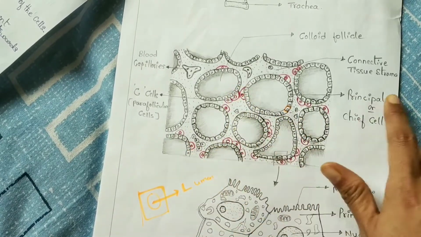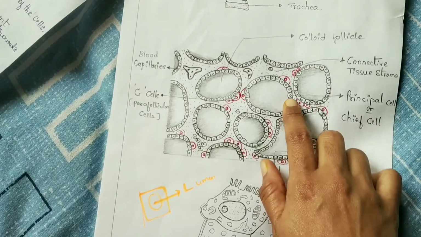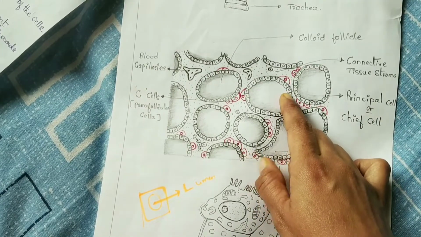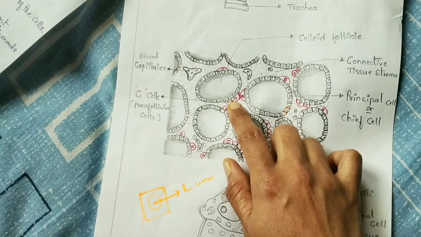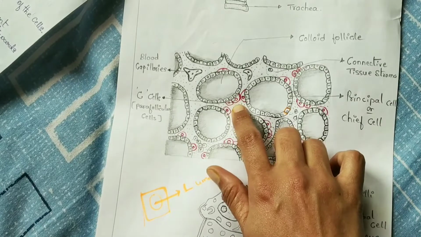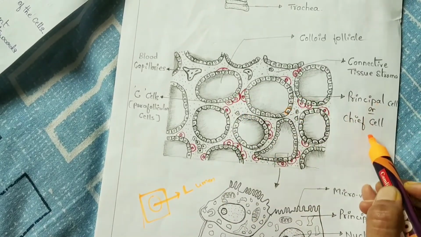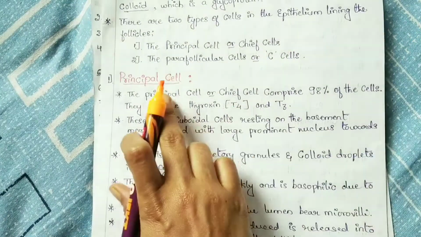The first type is the principal cells or chief cells. These follicular cells are called principal cells or chief cells. The other type is parafollicular cells or C cells. Now we will look at the principal cells first.